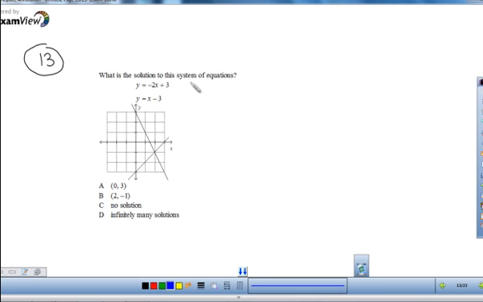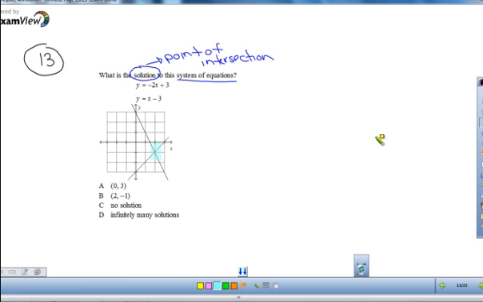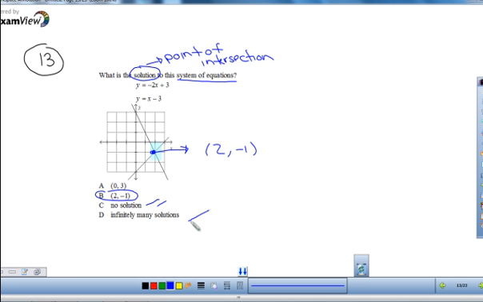What is the solution to the system? Remember that a solution to the system is also called the point of intersection. So what we're doing is looking for the point of intersection, and that is going to occur where the two lines meet. So that point is going to be 2 comma negative 1. The only time it will be no solution is if both lines are parallel. Infinitely many solutions if they're both the same.